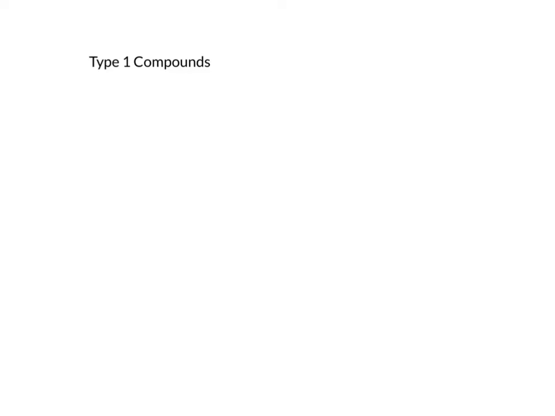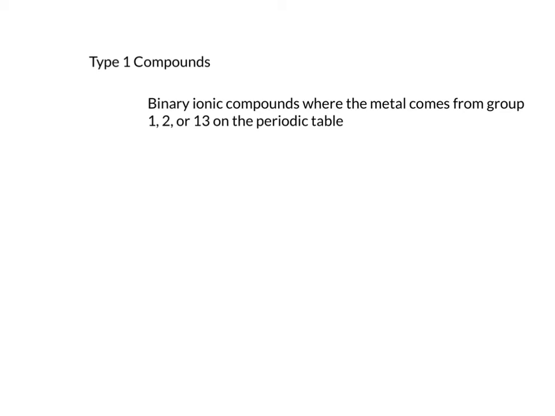The first type of compound that I'd like you to learn how to name are type 1 compounds. Those compounds are what we call binary ionic compounds, where the metal comes from group 1, 2, or 13. And an example of that is salt, sodium chloride. And sodium is in group 1, and chloride is from group 17. And the fact that sodium comes from group 1 puts it into this type 1 category. And that'll make more sense as we work through the different types of compounds. And of course, the formula for sodium chloride is NaCl.